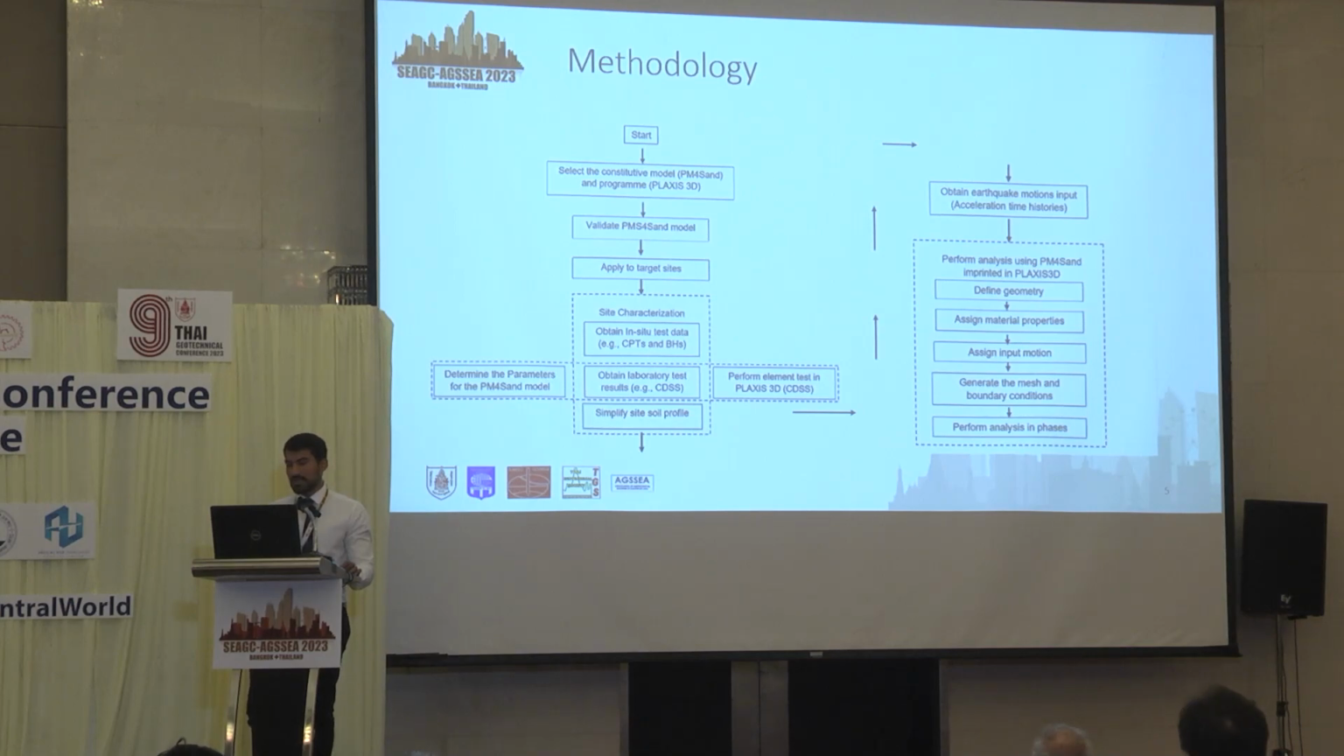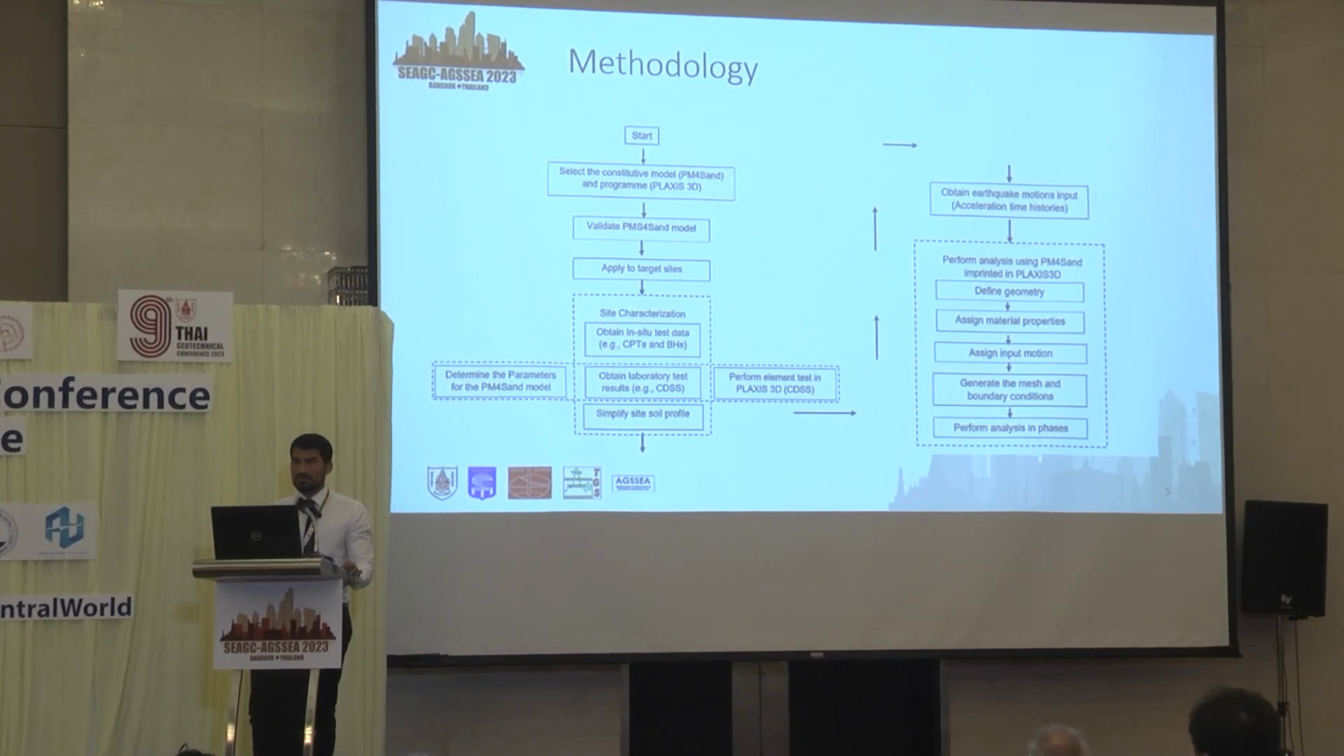It also led to the calibration of the model and determining the parameters for the PM4Sand model. The next step was to obtain the earthquake input motions. For that, we used the GeoNet database, which is New Zealand based, and there were strong motion datasets available from 2016 and other earthquakes which have happened in the region. After selecting those, I applied everything in PLAXIS, where there are certain steps which we follow. First of all, I defined the geometry, applied the material properties and input motions, and, very important, the mesh generation, also thinking about the boundary conditions of the model, and then the analysis.